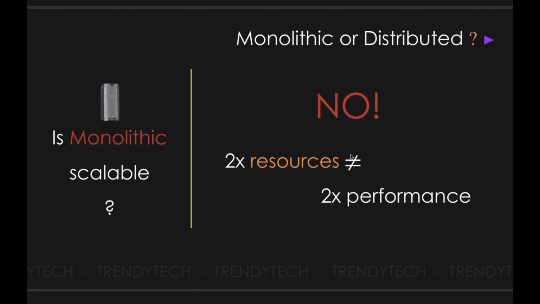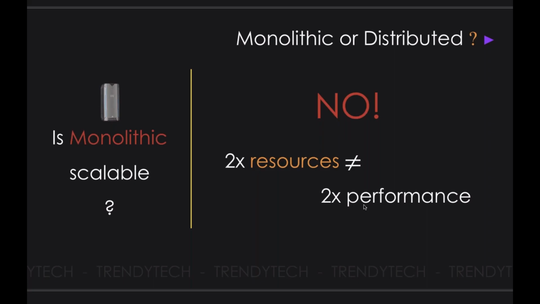But with a monolithic system, it is seen that after a certain point, if you keep adding or doubling the resources, the performance is not doubling. Let's say you double the resources, the performance might be 1.5 times. That means even though you are adding more and more resources, the performance is not growing accordingly. That means it is not utilizing your resources efficiently, or it is wasting some of your resources. That is why we say that monolithic cannot scale after a certain point.